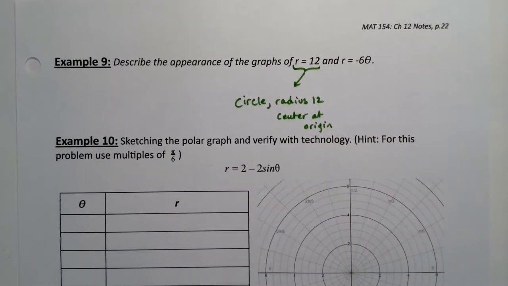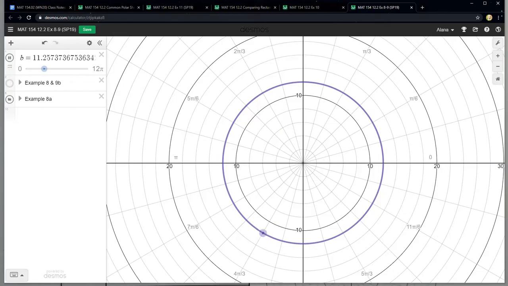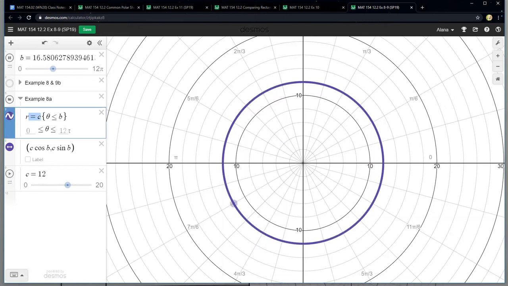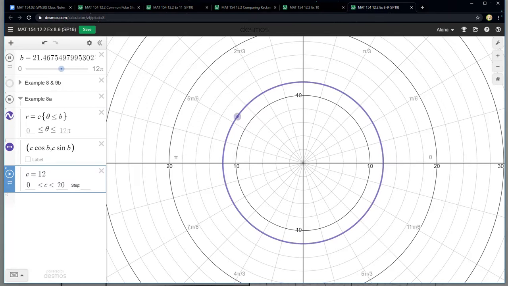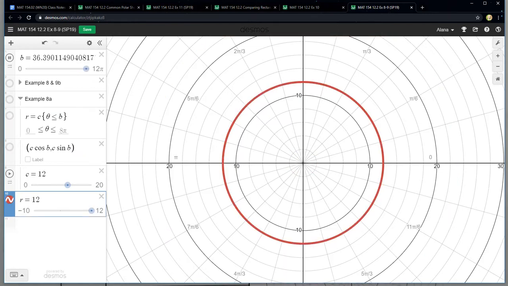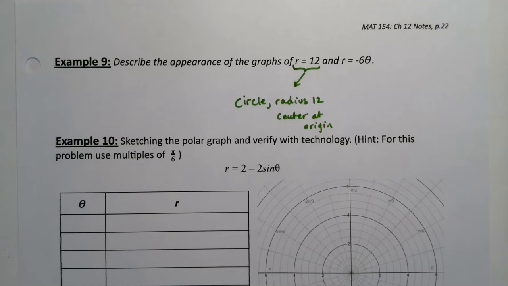Done. I mean, I can verify it in Desmos. There, you can see it. So I said r is equal to c, some constant. I set my c at 12, and so be it. I'm doing something a little bit fancier here because I am establishing that theta is less than or equal to b, being this constant for this angle, and I put in that point, but you don't have to do that. You can just graph r equals 12 if you so desire. You can see how this works. Turn that off. There you go. It's a circle. Lovely.